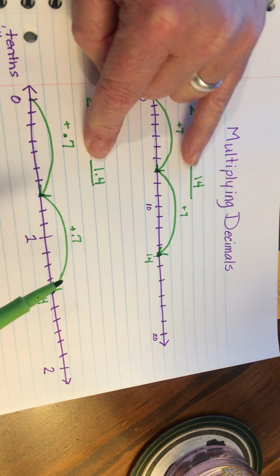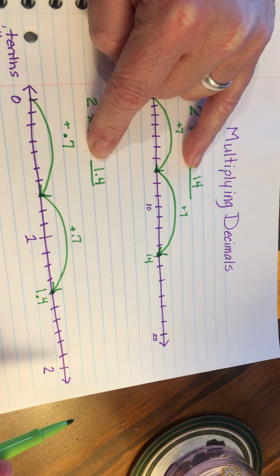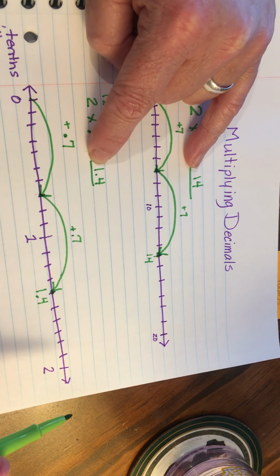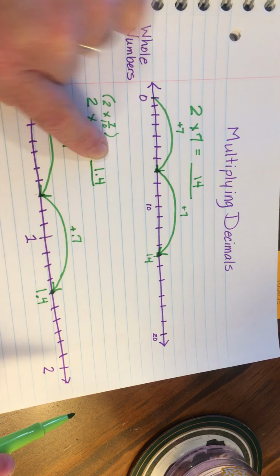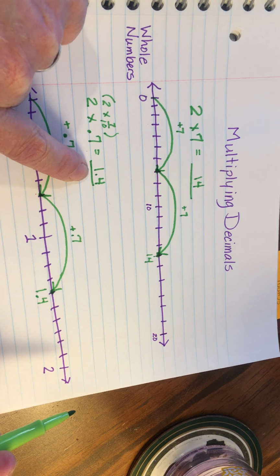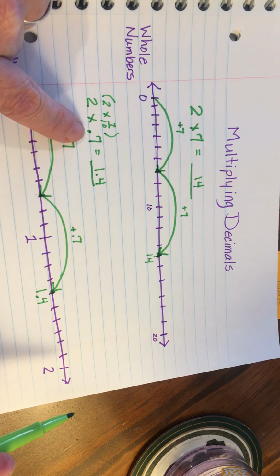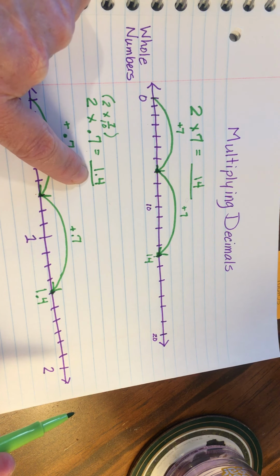Now I think you're going to notice something similar between those two answers. The 1 and the 4 are still there, but the decimal point is in a different place. I'm looking at my problem, and I noticed that when I multiplied by tenths, I ended up with tenths in my answer.